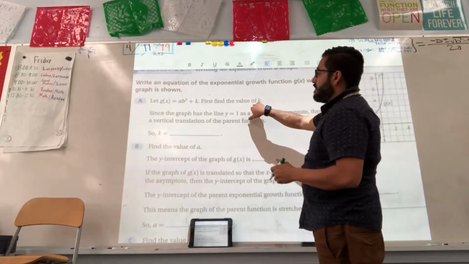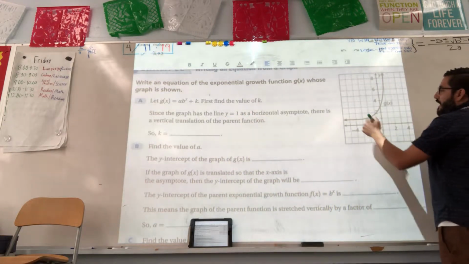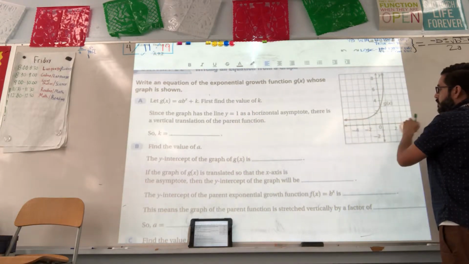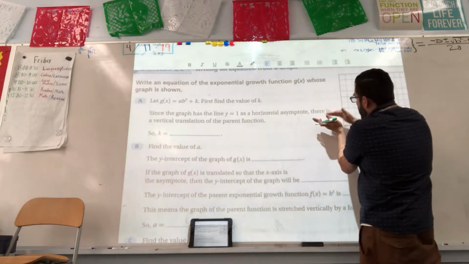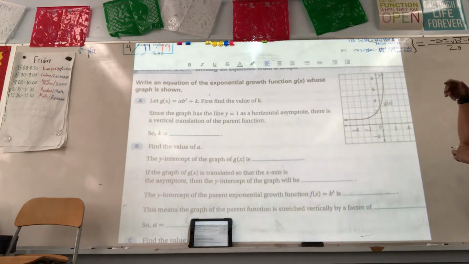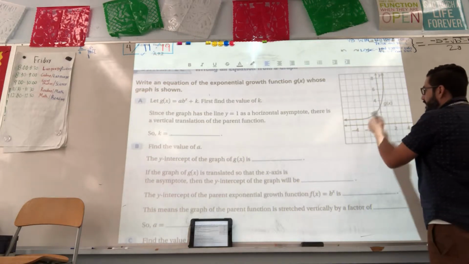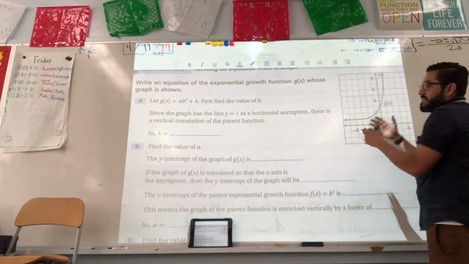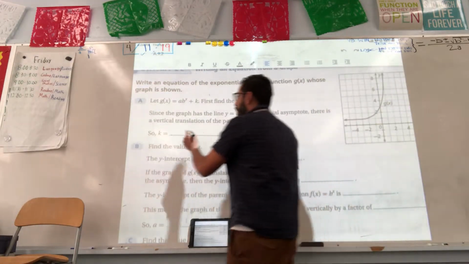First, we need to find the value of k. And since this graph has the line y equals 1 as the asymptote, so that's the line that this graph comes close to but never touches, there's a vertical translation of the parent function. So we moved the parent function up 1, right? And that's how we get the value of k. So k here is going to equal 1.